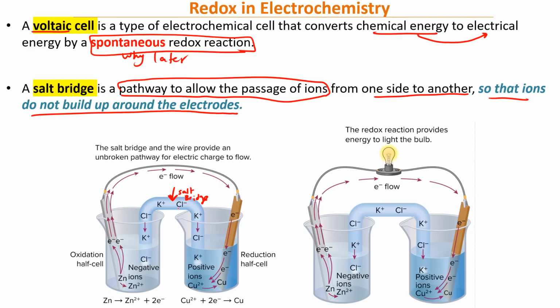When we put the salt bridge, now the electrons are going from the oxidation to the reduction part. وهاي المعادلات اللي تحت صح؟ لأن هذا oxidation يفقد الإلكترونات، الإلكترونات تنتقل تروح لوين؟ للreduction half part اللي هو يكتسبهم because reduction is gaining of electrons. This is possible because of the salt bridge. So the salt bridge and the wire provide an unbroken pathway for electric charge to flow. And the redox reaction provides energy to light the bulb.